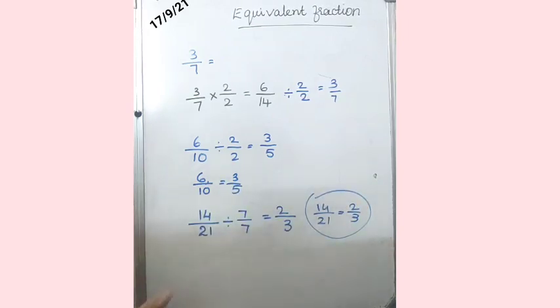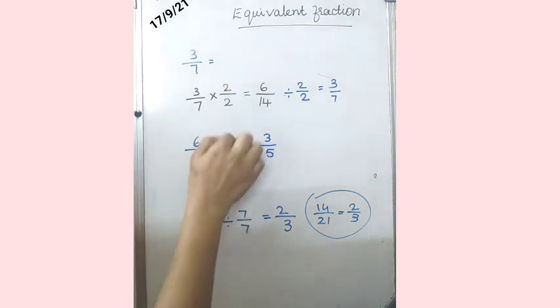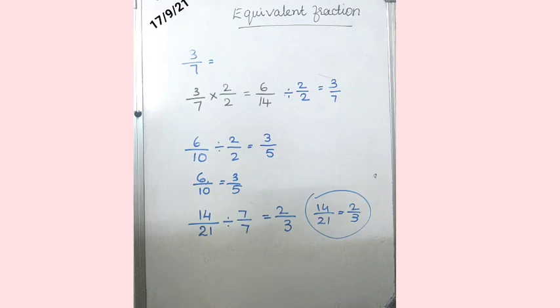We can multiply the numerator and denominator by the same number or divide the numerator and denominator by the same number. We will get the equivalent fractions. That's all about equivalent fractions.